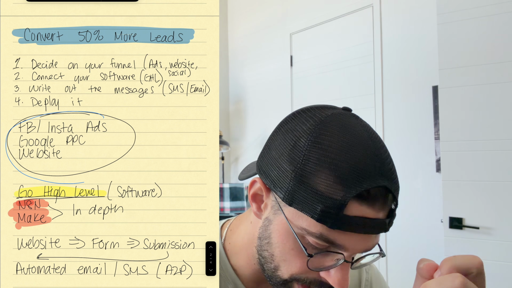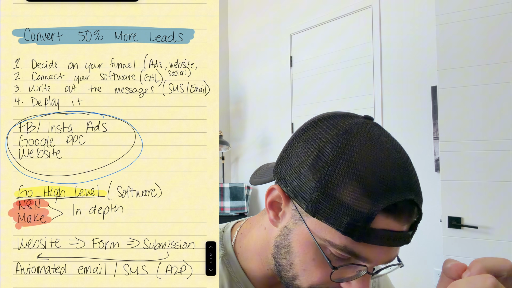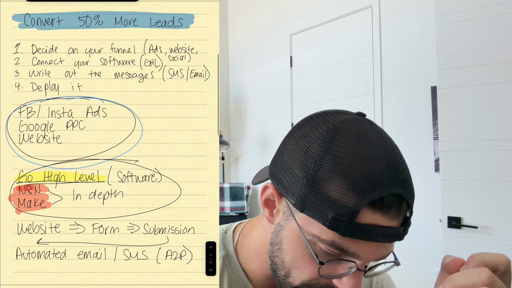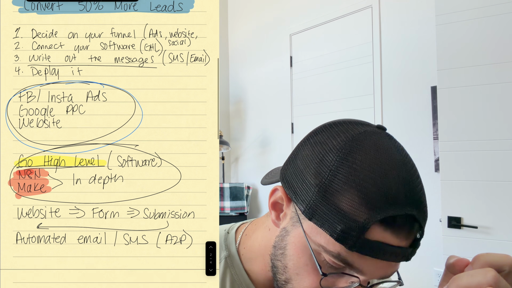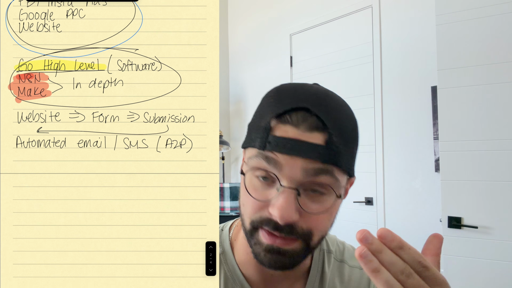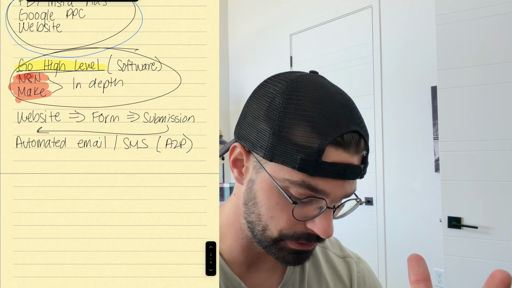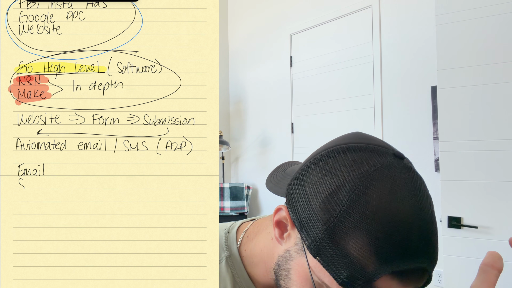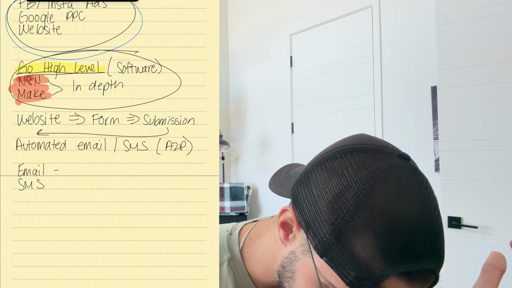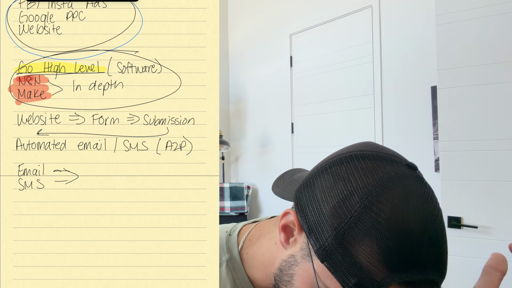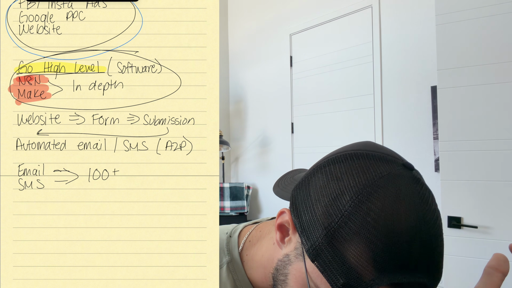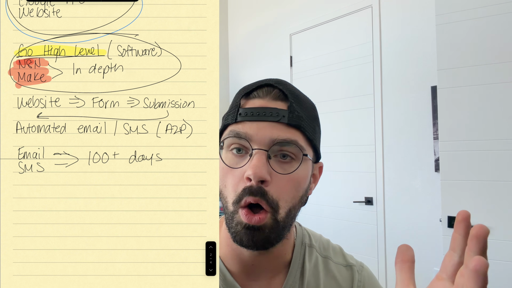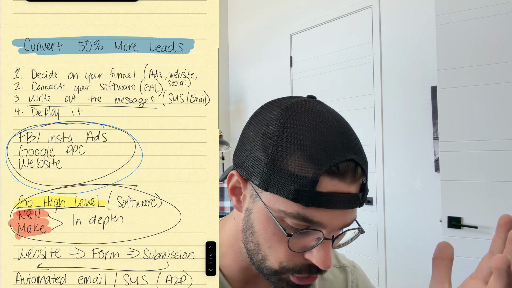So now that you have your funnel and the way that people are coming in, and now you have your software where you're able to gather that information, now you need to write out all of your responses, right? So in all of these pieces of software, you are going to be writing your email sequences and your SMS sequences. And you can send these out for 100+ days, honestly, where you pre-write all of the SMS or the messages going to the customer.